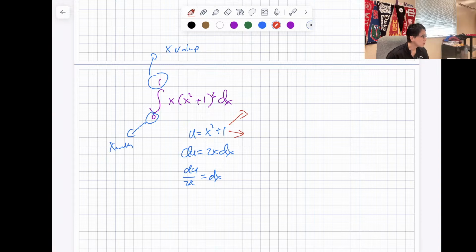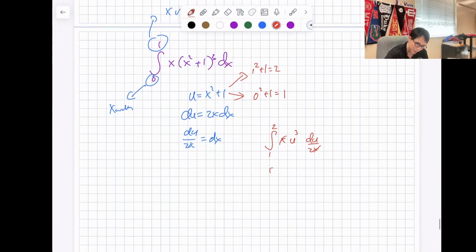The boundary. Switch from the x bound to the u bound and stay as u bound. I'm going to say that again. The boundary is going to switch. So instead of 1, it's going to be what? Does that make sense? I plug 1 into x squared plus 1 because that's the x value, and change to the u value. And 0 squared plus 1 is equal to 1. Is that okay? So the integration from 2 to 1 of u to the third, x times du over 2x. The x cancel out. So that's going to be the integral from 2 to 1 of 1/2 u to the third du.